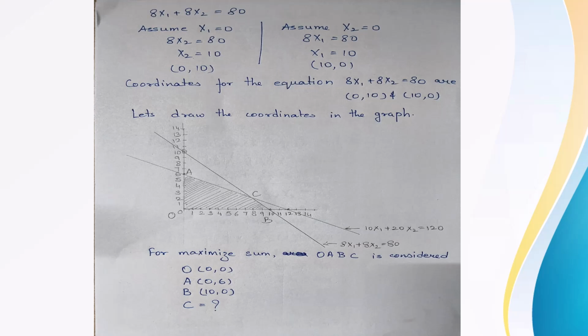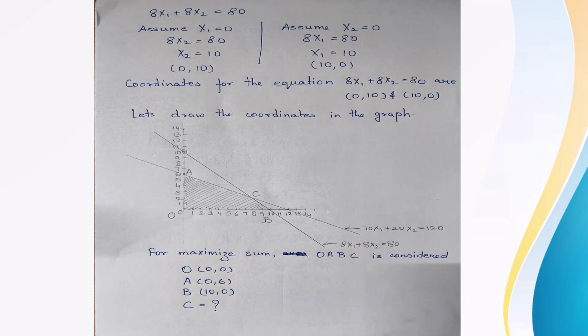Next, let's assume x2 = 0. The equation will become 8x1 + 8 into 0 = 80. 8x1 + 0 = 80. So 8x1 = 80. x1 = 80 divided by 8, that is 10. So x1 is 10 and x2 is 0. The coordinates will become (10, 0). So the coordinates for the equation 8x1 + 8x2 = 80 are (0, 10) and (10, 0).